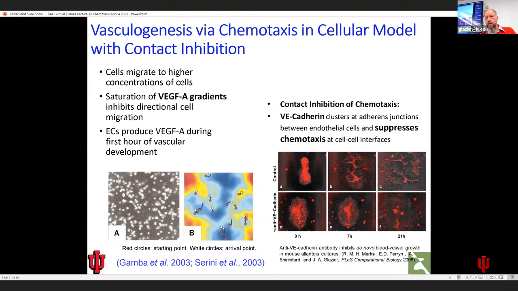And experimentally, if you inhibited that inhibition so that you made the cells respond everywhere on the surface of the cell, instead of getting branched vessels, you got blobs of cells. And so this was experimental work, 2008.